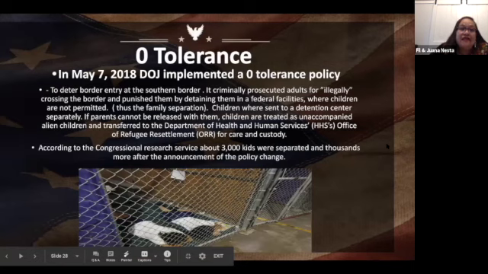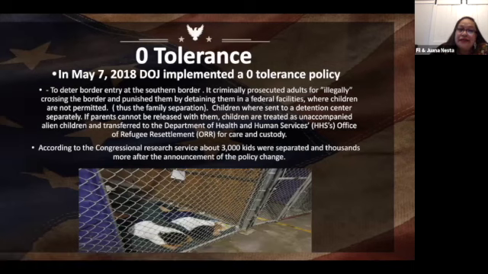Then we see on May 7th, 2018, the DOJ implemented a zero tolerance policy. And I think this is one of the most crushing things that we've seen to deter border entry at the southern border, and that's our border, for those of us that are here in California. It criminally prosecuted adults for illegally crossing the border and punished them by detaining them in a federal facility.